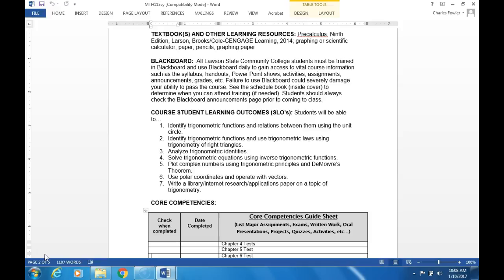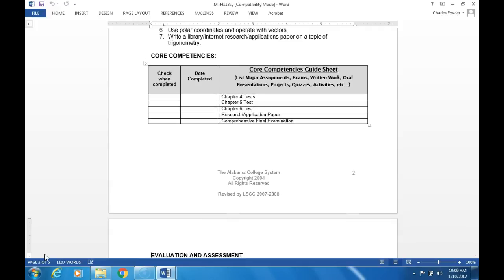Plot complex numbers using trigonometric principles and de Moivre's theorem, okay? That is strictly Chapter 6, okay? Use polar coordinates and operate with vectors. That's Chapter 6, okay? In fact, the order of these is kind of backwards. I didn't write these student learning outcomes, but they're sort of mixed up. But then I put this one there: write a library internet research paper on a topic in trigonometry. We'll talk about that a little bit later because I have a whole page, a file that we'll talk about.